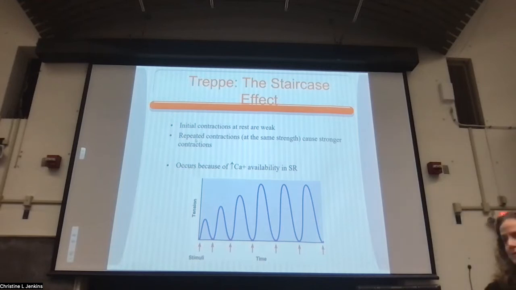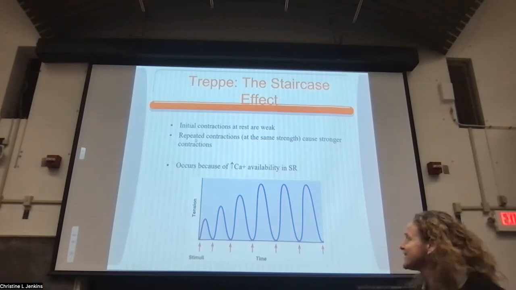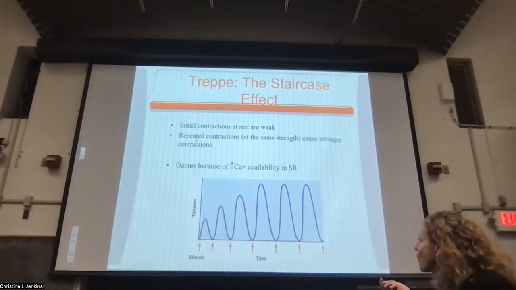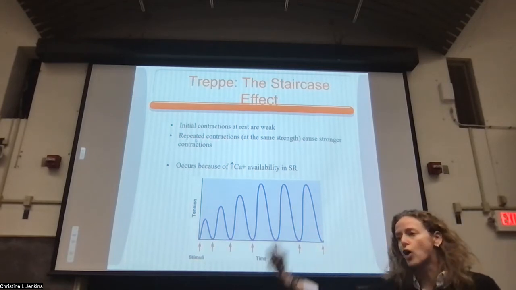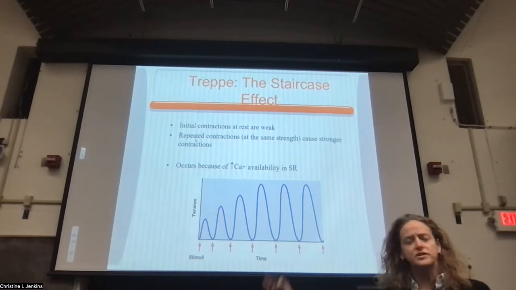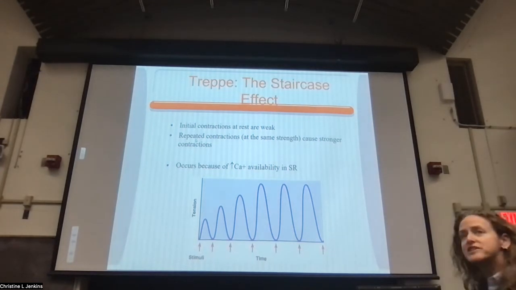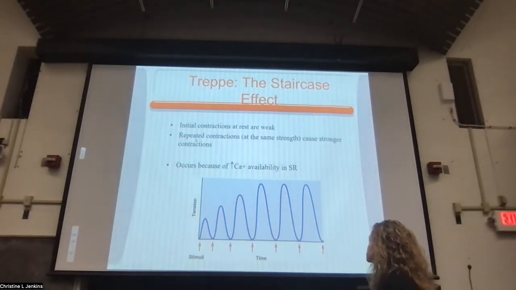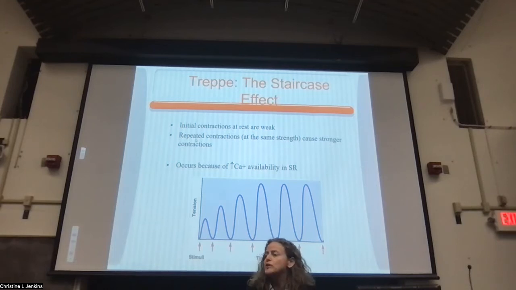This is along a similar vein. There's this thing called the Treppe effect. All we're saying is, when you do repeated muscle contractions, they get stronger over time. Which is to say, your very first contractions are weaker. More evidence for warming up as an athlete. Your initial muscle contractions are a little weaker.